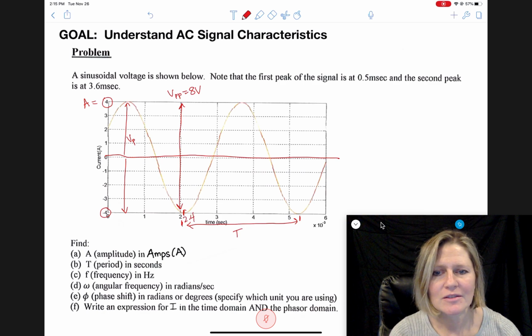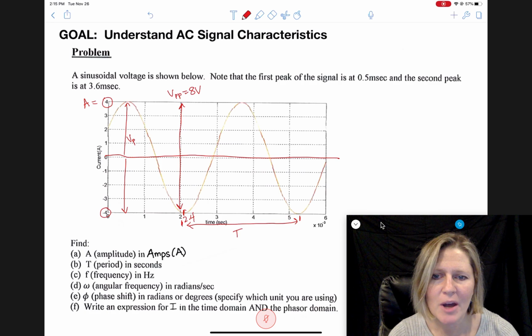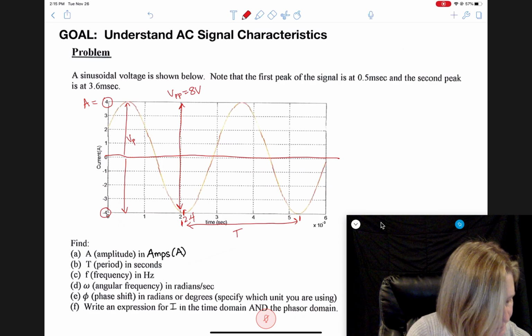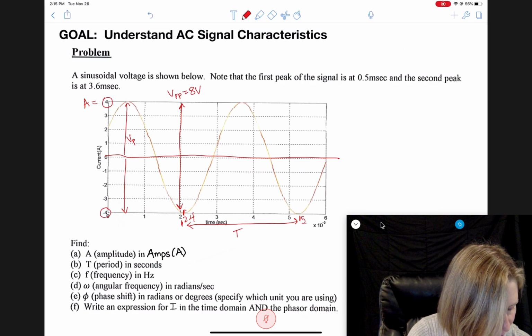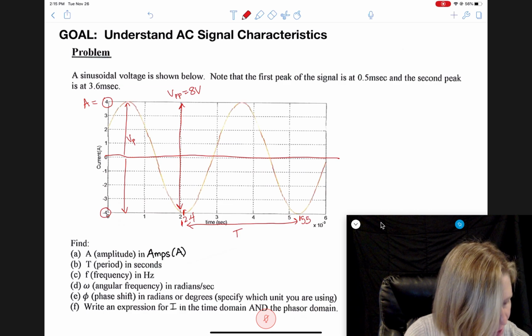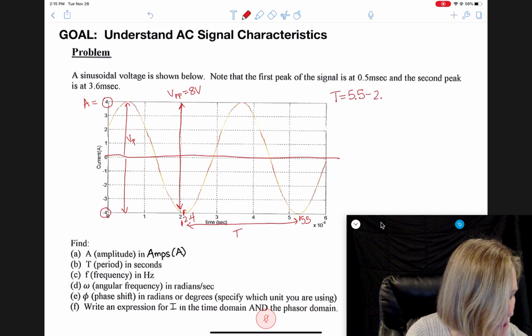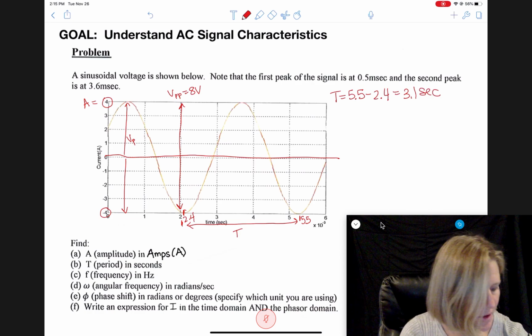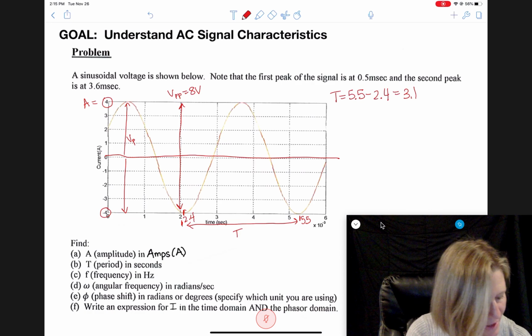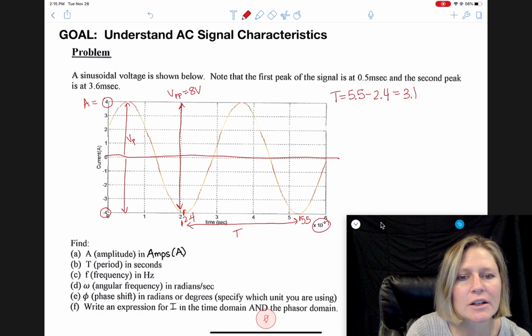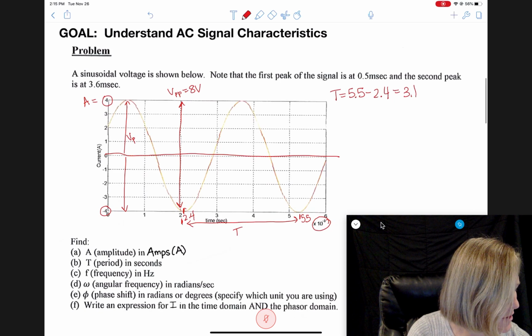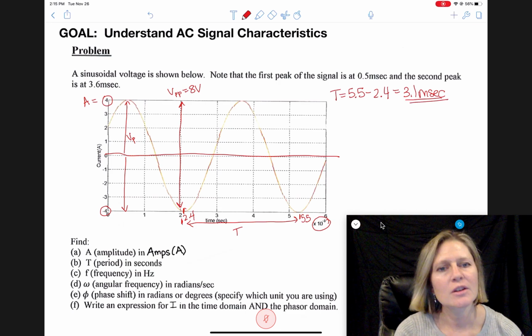Looking at this, it's actually not quite 2. That bottom is about 2.4. And here I'm going to say it's 5.5. So the time period is going to be the distance between there. 5.5 minus 2.4 gives me 3.1. Actually, it's milliseconds, so the unit here is in milli. So milliseconds. That is my time period.